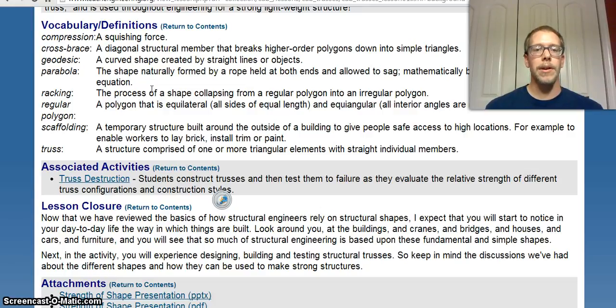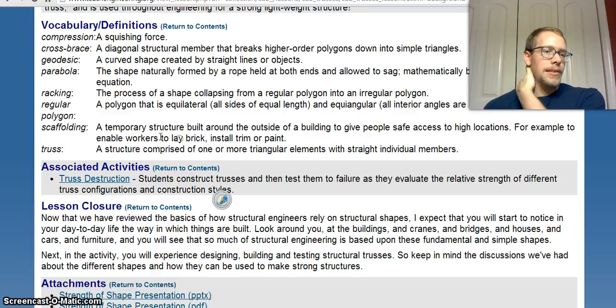And then racking, that's the process of a shape collapsing from a regular polygon into an irregular polygon. So when a polygon has all sides and all angles congruent, we call that a regular polygon. And you can see that right here, regular polygon, polygon that is equilateral, sides of equal length, and equiangular, meaning all the interior angles are equal. But racking is that process of forcing that geometric shape to collapse or to go into an irregular polygon.